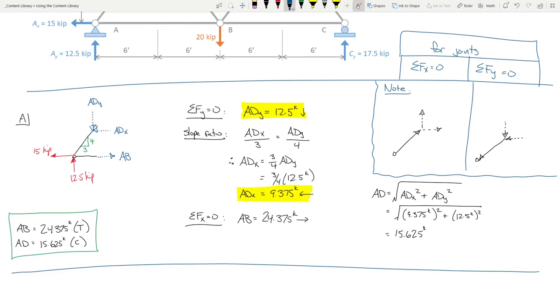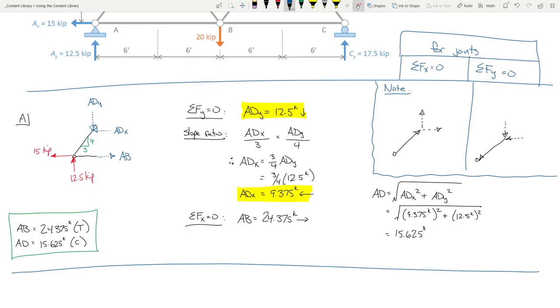Why did I do that? Well, can I go ahead and solve joint B? No. Why? Three unknowns. There's still three unknowns. You see what I mean? I can't go ahead and deal with joint B because I still have too many unknowns. But can I do joint D?